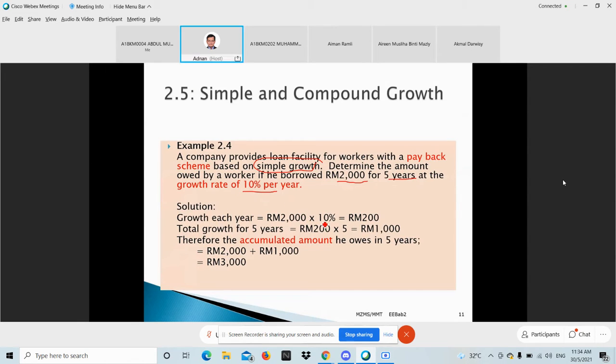Okay? So 10% maknanya every year extra 200. Okay, so the total for 5 years is going to be 200 multiply by 5, 1,000. So this company, okay, we need to pay 3,000. The principalnya 2,000 saja. Okay, so dia punya bunganya 1,000. So you have to pay 3,000 at the growth rate of 10% per year. This is based on what we call simple growth.